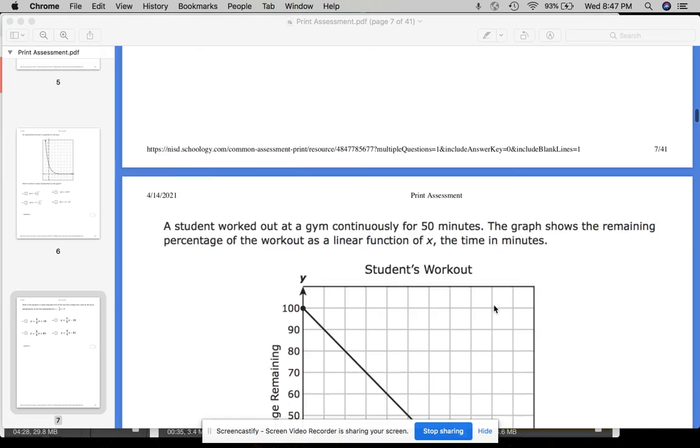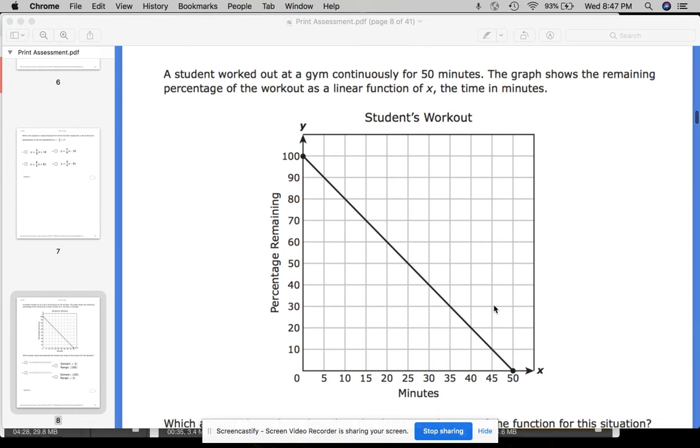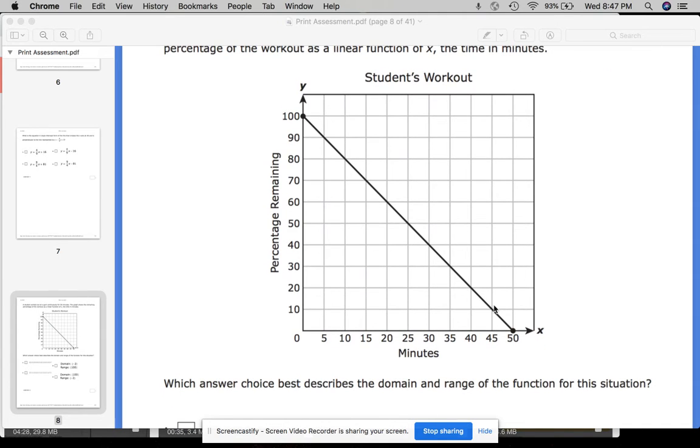Question 11. A student worked out at a gym continuously for 50 minutes. The graph shows the remaining percentage of the workout as a linear function of x, the time in minutes. Student's workout. Minutes. Percentage remaining. x, y. Which answer choice best describes the domain and range of the function for the situation?